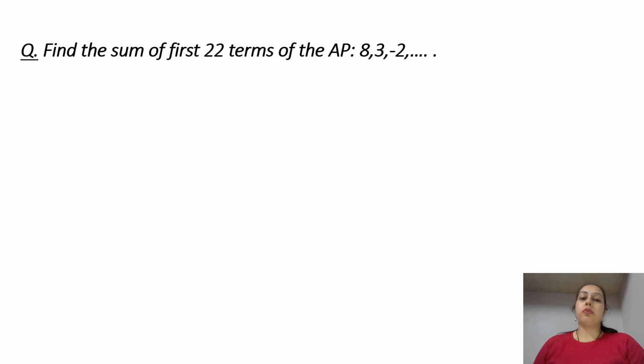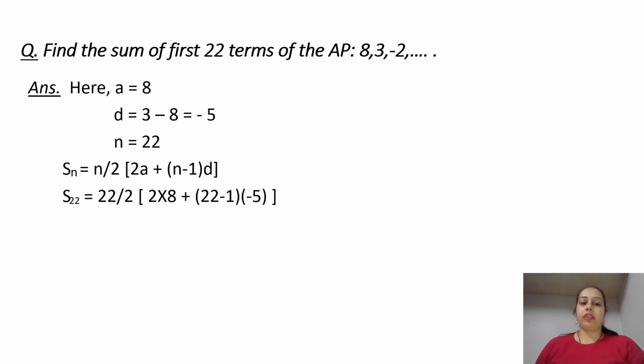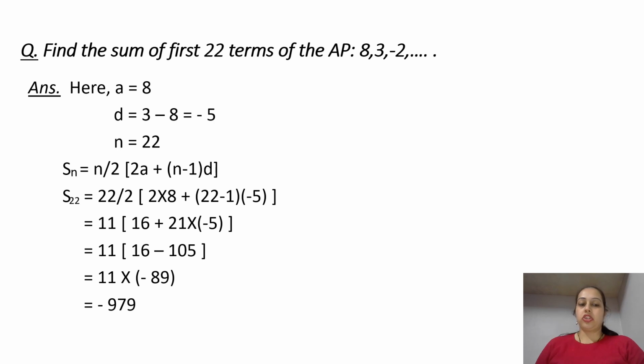Find the sum of the first 22 terms of the AP 8, 3, minus 2 and so on. So here a is 8, d is minus 5, n is 22 because we have to find the sum of 22 terms. So we have to find S22. Let's take the formula for Sn and substitute the values. Solving this, we get our answer as minus 979. Even if the value of the sum is negative, it's okay because the terms of the AP can be negative.